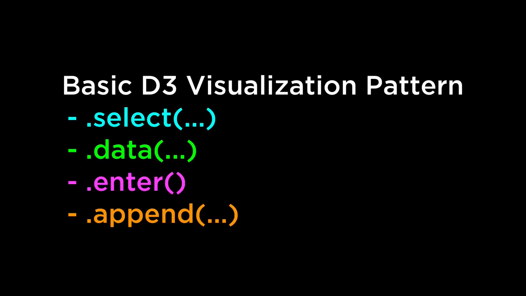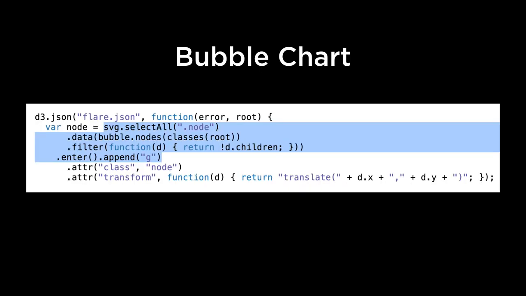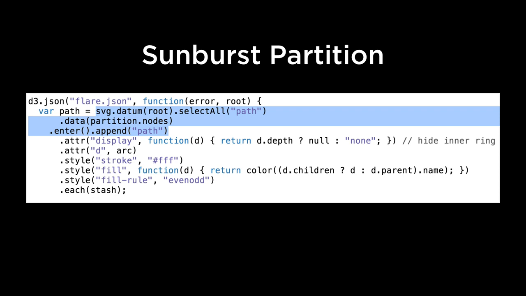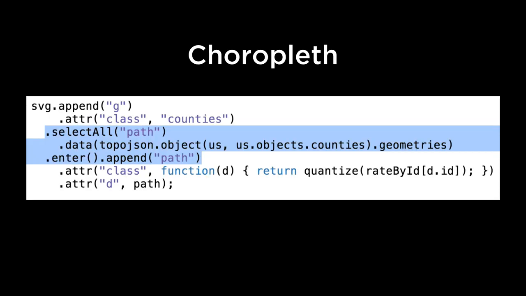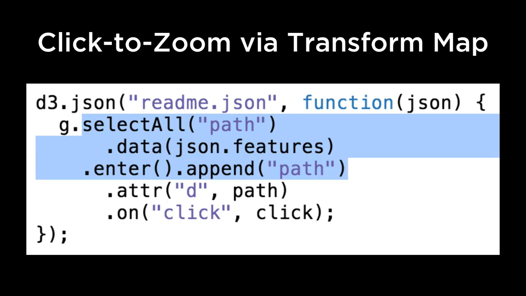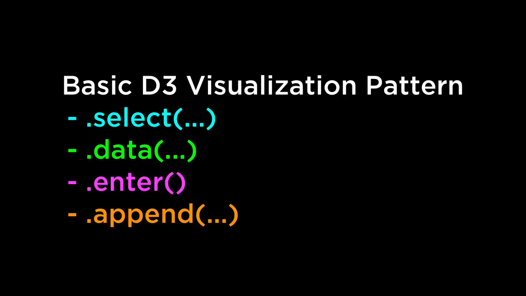D3 visualization pattern revisited. This selects the elements that you are going to use, attaches data to them, and creates them on the screen. We saw this pattern in the bubble chart. We saw this pattern in the sunburst partition. We saw this pattern in the choropleth. And lastly, we saw this pattern in the click to zoom via transform map. As you can see, no matter how varied the visualization, the main pattern is select, data, enter, and append.